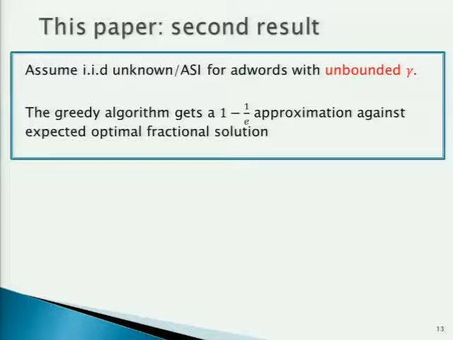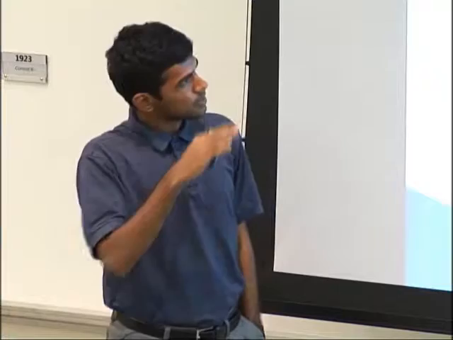So the second result is that in the i.i.d. unknown distributions model, or even better in the adversarial stochastic input model, the simple greedy algorithm gets a 1 minus 1 by e approximation against the expected optimal fractional solution. The greedy algorithm is really simple: when a query arrives, you assign it to the advertiser who has the maximum effective bid for that query. Effective bid is basically the minimum of the bid and the remaining budget for that advertiser. It's effectively what he can contribute at that point. You compute it for all the advertisers and choose the advertiser who has the maximum effective bid. This gives 1 minus 1 by e.